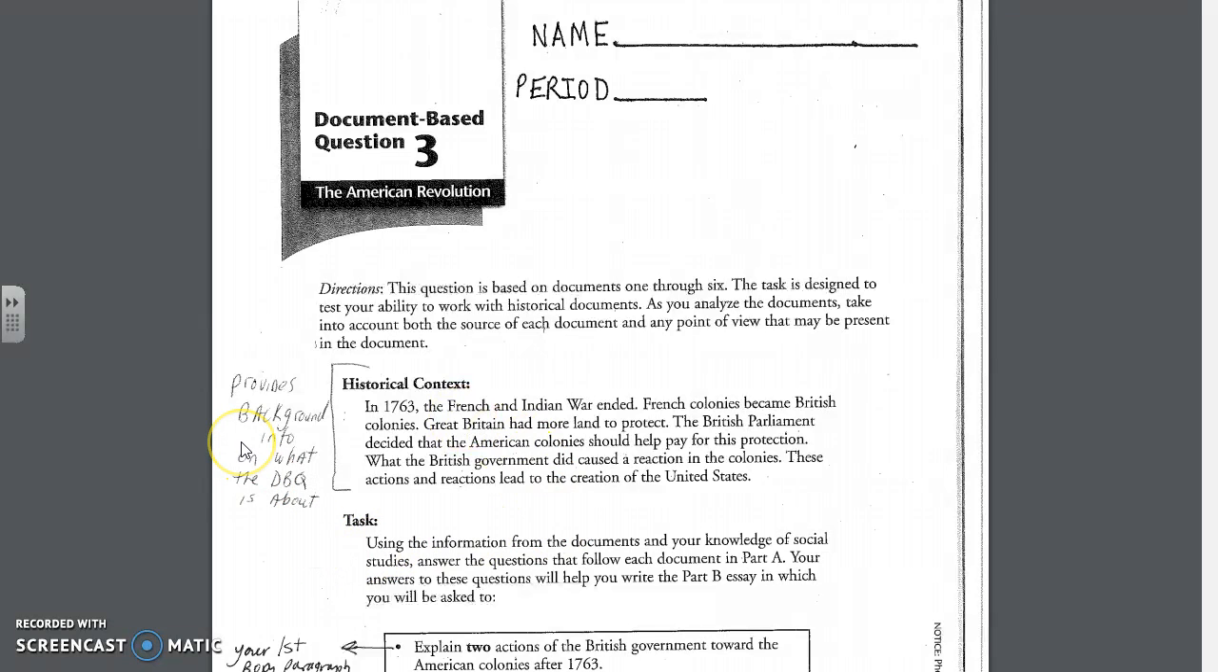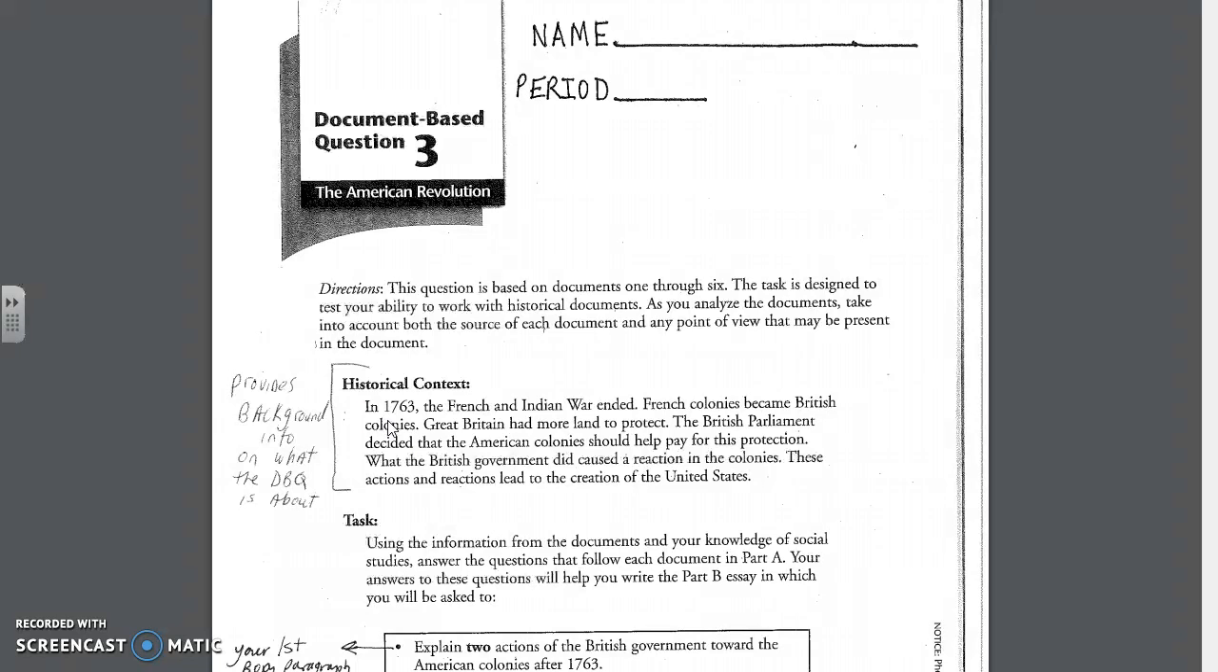And you'll notice my note over on the left-hand border of your copy says that the historical context provides background information on what the particular DBQ is going to be about. So on each DBQ that we do, there's going to be a historical context. This is a fancy way of saying that this is background information on what's going to be included. So let's take a look at the background information and follow along as I read.